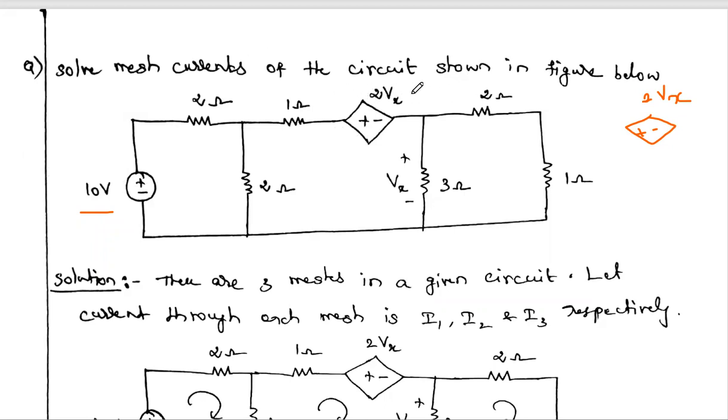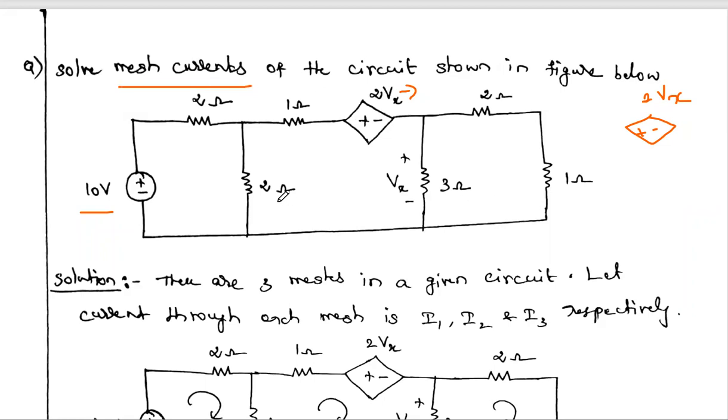What does dependent voltage source mean? The value of this voltage source depends upon this Vx value. What is this Vx? You see in the diagram Vx is given. Here Vx is nothing but the voltage across this 3 ohm resistor. So the value of this voltage source depends upon the voltage across this particular branch. That's why this voltage source is named a dependent voltage source.